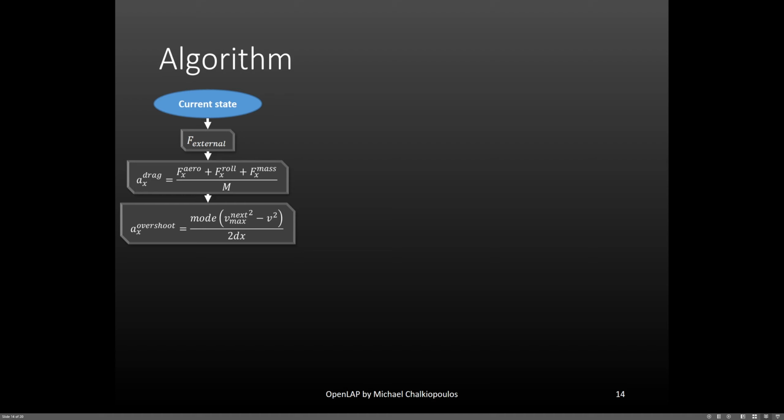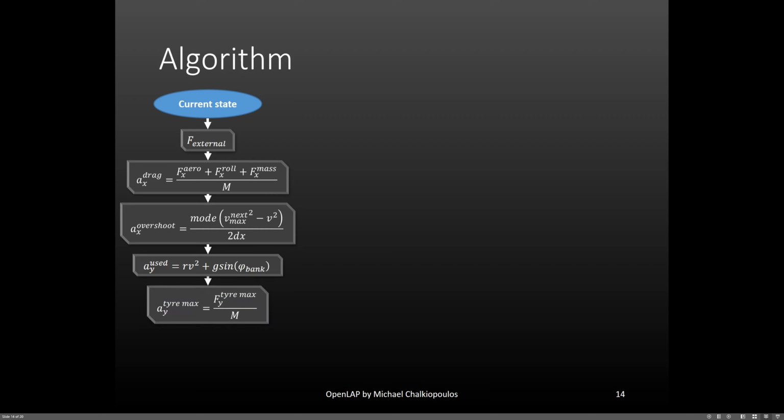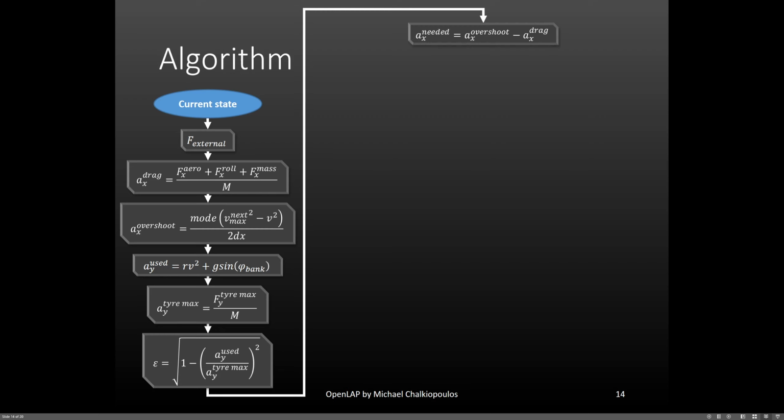The mode variable is either 1 when in acceleration mode or -1 in deceleration mode. Then we find the currently used lateral acceleration and the tire maximum lateral acceleration. Then using the ellipse equation, we calculate the longitudinal modifier. Then we calculate the needed acceleration to barely hit the Vmax curve. Keep in mind that drag is a negative number, so minus something negative becomes positive.